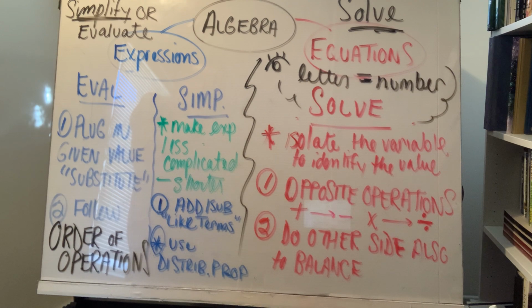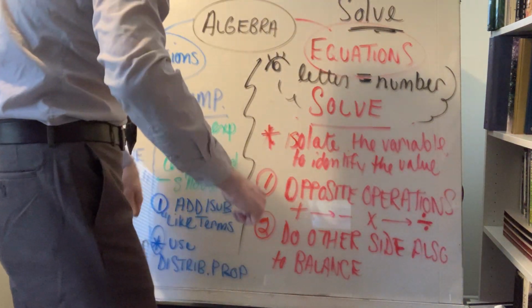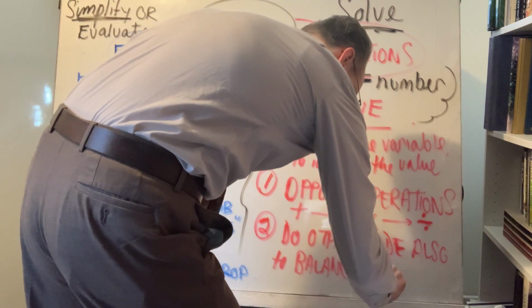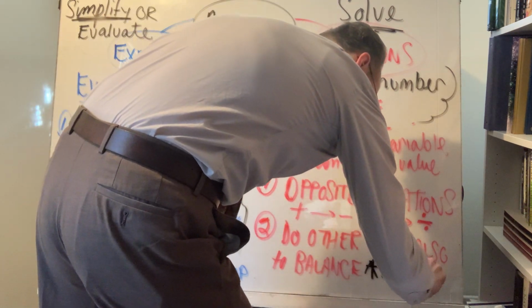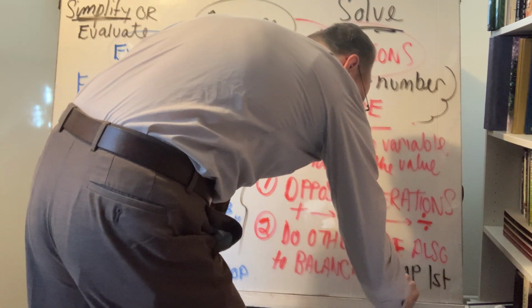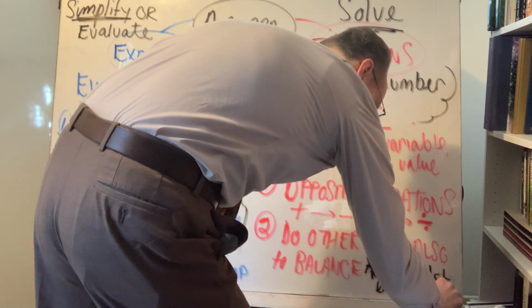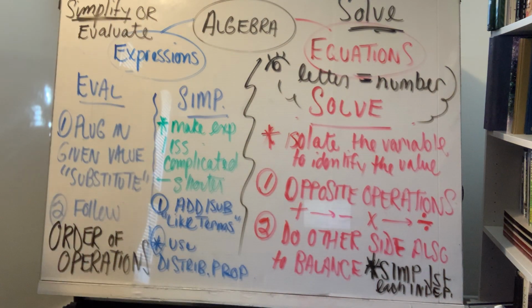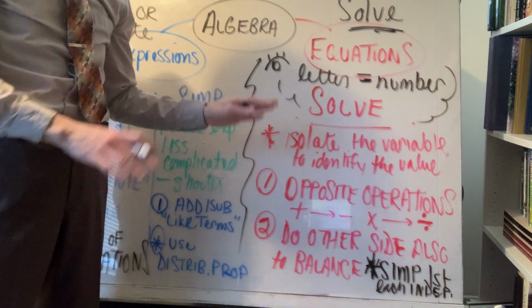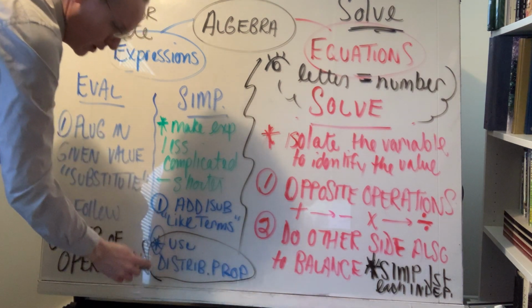Okay? As a preliminary step again, what you may have to do is simplify first. Each side independently. So I'm kind of squeaking that in there. Simplify each side of the equals independently if it is necessary. That is not always necessary. Just like it isn't always necessary to use the distributive property.